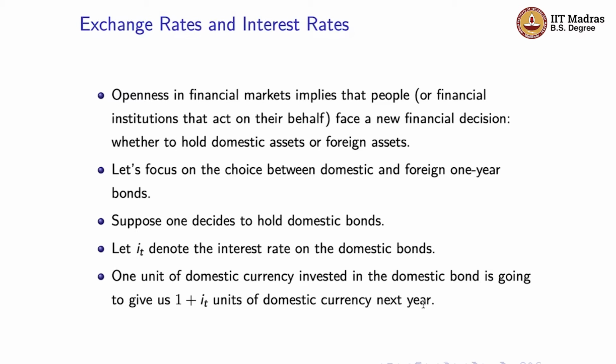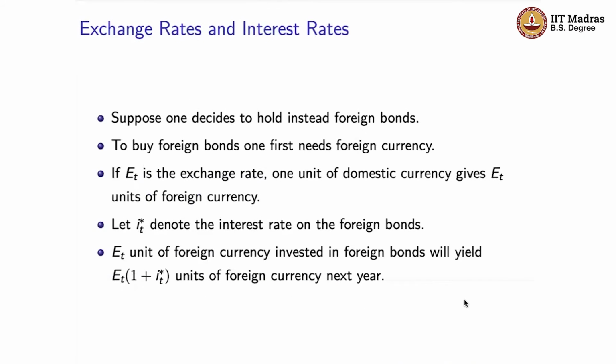So we have already looked at what happens if you decide to hold a domestic 1 year bond. Then 1 unit of domestic currency is going to be worth 1 plus I_t units of domestic currency next year. Now, what happens instead if you are going to invest in this foreign bond? Well, the first thing to do is that you have to convert the domestic currency that you have into foreign currency today. So 1 unit of domestic currency is going to be equal to E_t amount of foreign currency today, where E_t is the current exchange rate, right? So this is the nominal exchange rate.